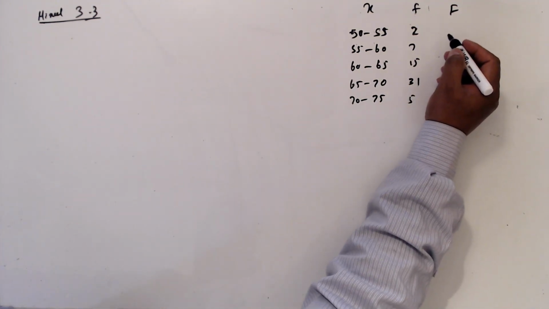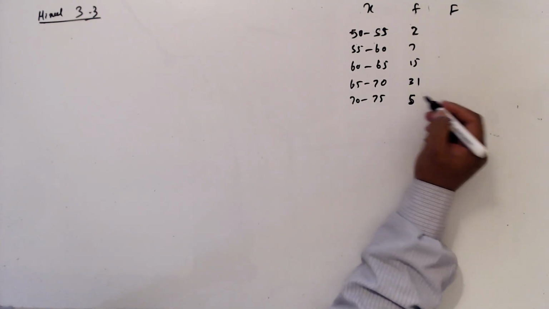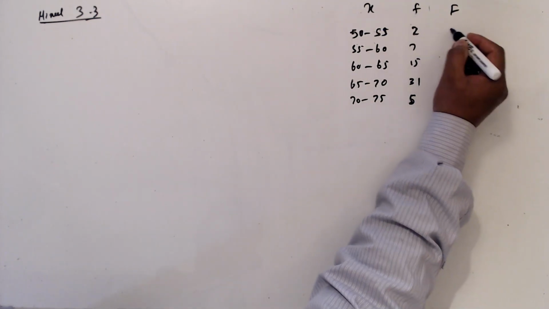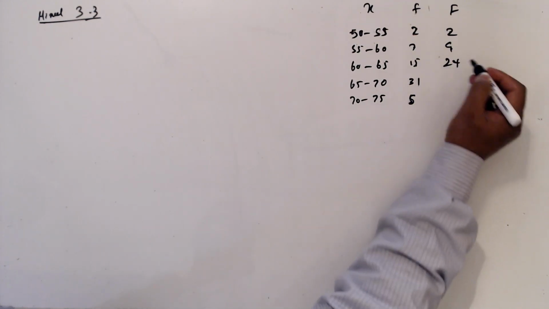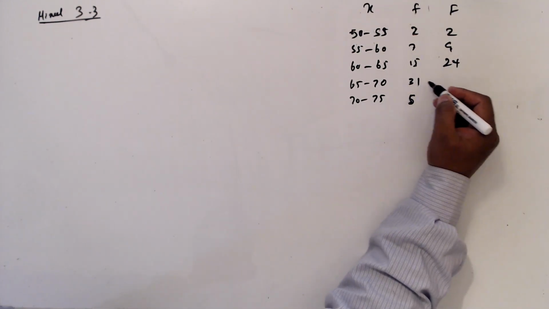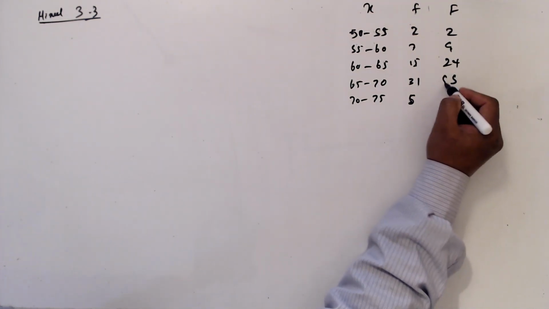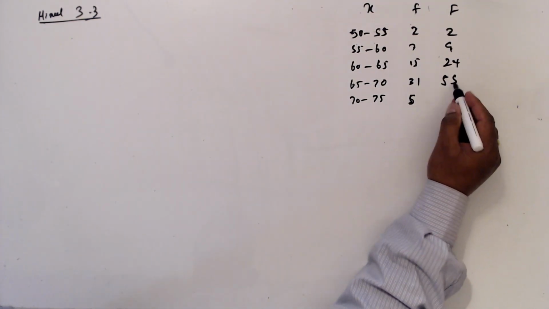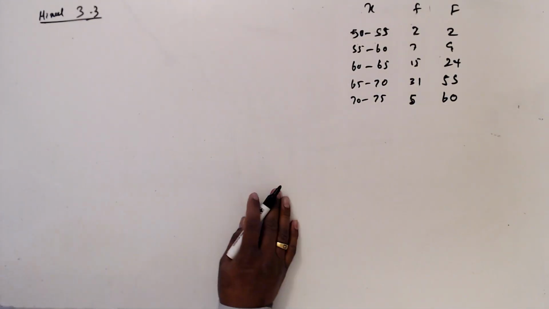So we'll find the cumulative frequency first of all. 2 plus 7 is 9, 9 plus 15 is 24, and 24 plus 31 is 55, and 55 plus 60. So let me draw this curve now.